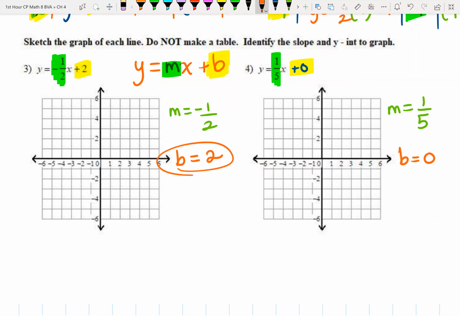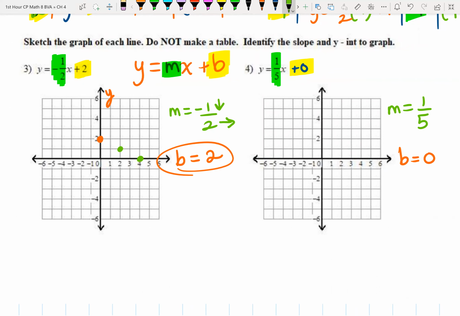So you're first going to plot your y-intercept. So go to 2 on the y-axis. That's your vertical axis. And plot your first point. Now using your slope, this is a nice negative slope. So you're going to go down from there and 2 to the right. So from the y-intercept, go down 1 and go 2 to the right. Down 1, 2 to the right.